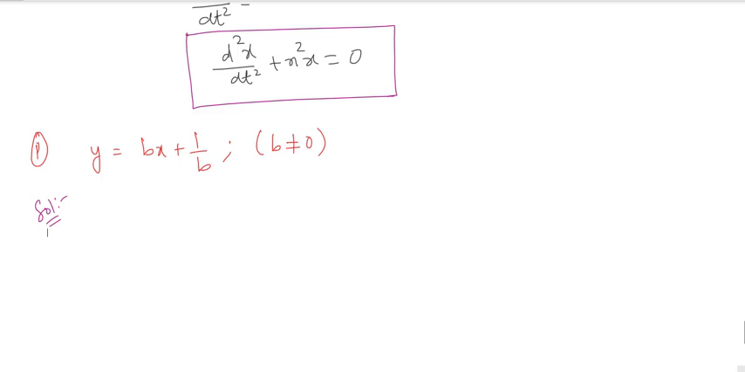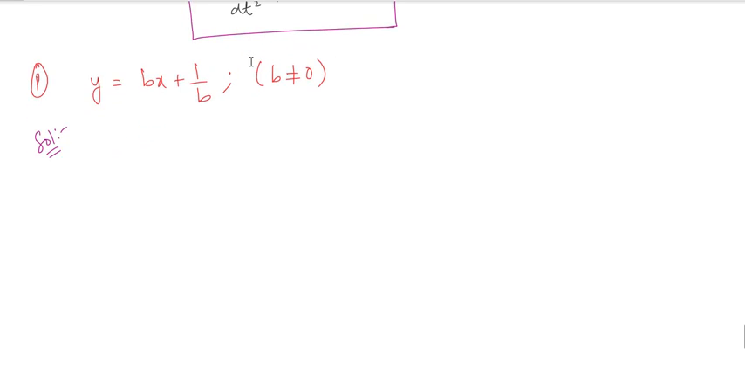If I take y dash with respect to x, y dash is equivalent to b. So directly, if I replace b with y dash, I'll have y is equivalent to y dash into x plus 1 by y dash. So take the LCM and solve it.